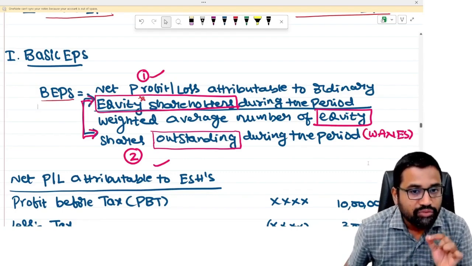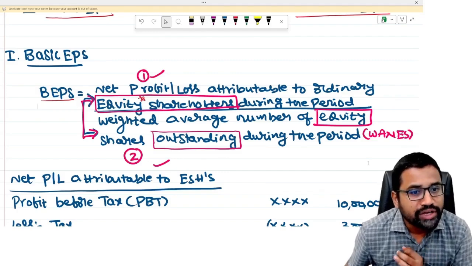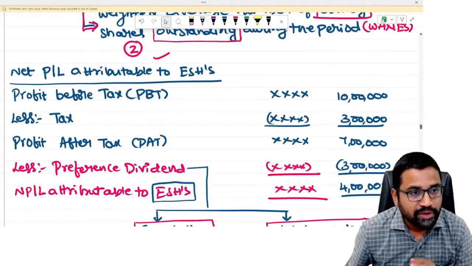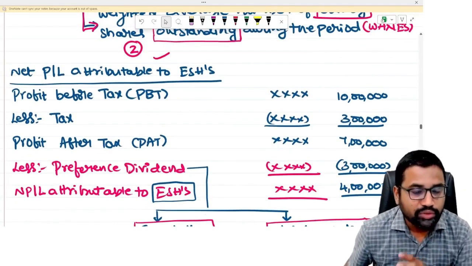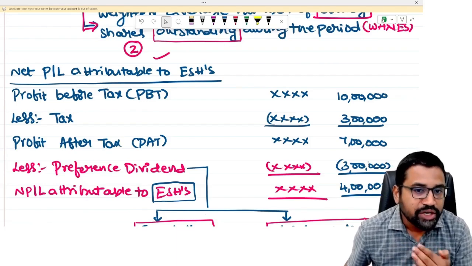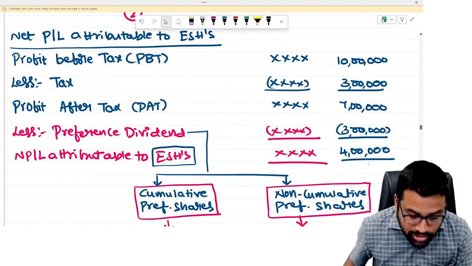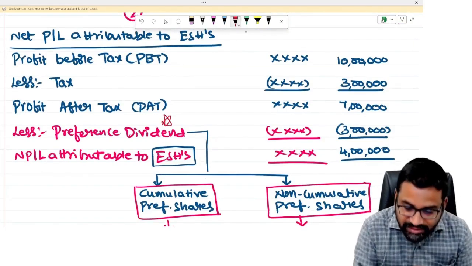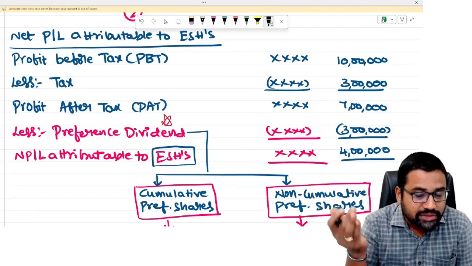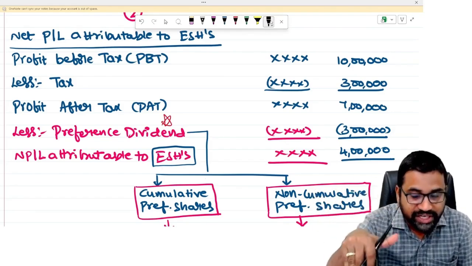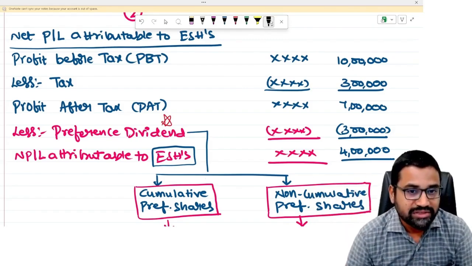Now see, what is the first one? Net profit or loss attributable to equity shareholders. Sir, how to find out net profit or loss? Simple. See here. First, take profit before tax from the P&L account. From that, reduce tax. Then you will get profit after tax, PAT. Now from that, reduce preference dividend. Important. Because preference dividend you give to preference shareholders. So after giving preference dividend, whatever profit remains, that is the net profit or loss attributable to equity shareholders.